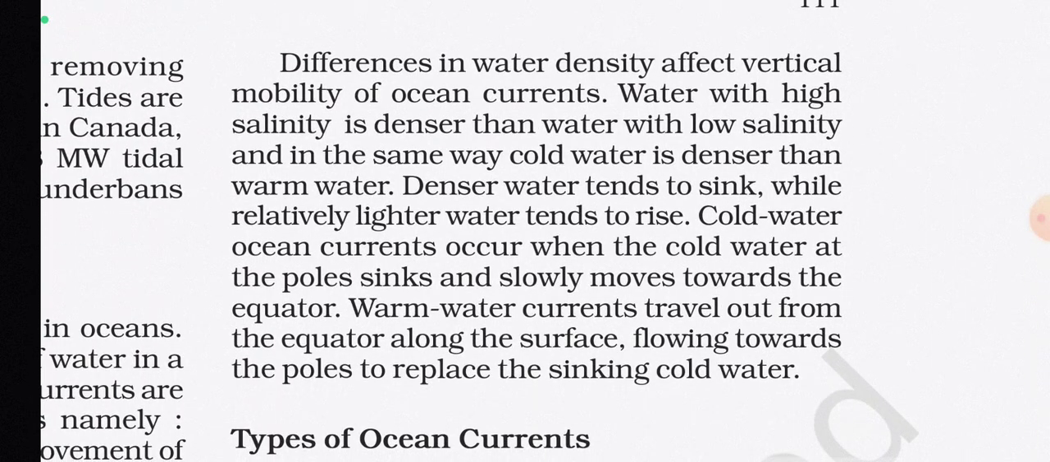अब देखो, differences in water density affect vertical mobility of ocean currents. Water with high salinity is denser than water with low salinity, and in the same way, cold water is denser than warm water. Denser water tends to sink, while relatively lighter water tends to rise. Cold water ocean currents occur when the cold water at the pole sinks and slowly moves towards the equator. Warm water currents travel out from the equator along the surface, flowing towards the poles to replace the sinking cold water.